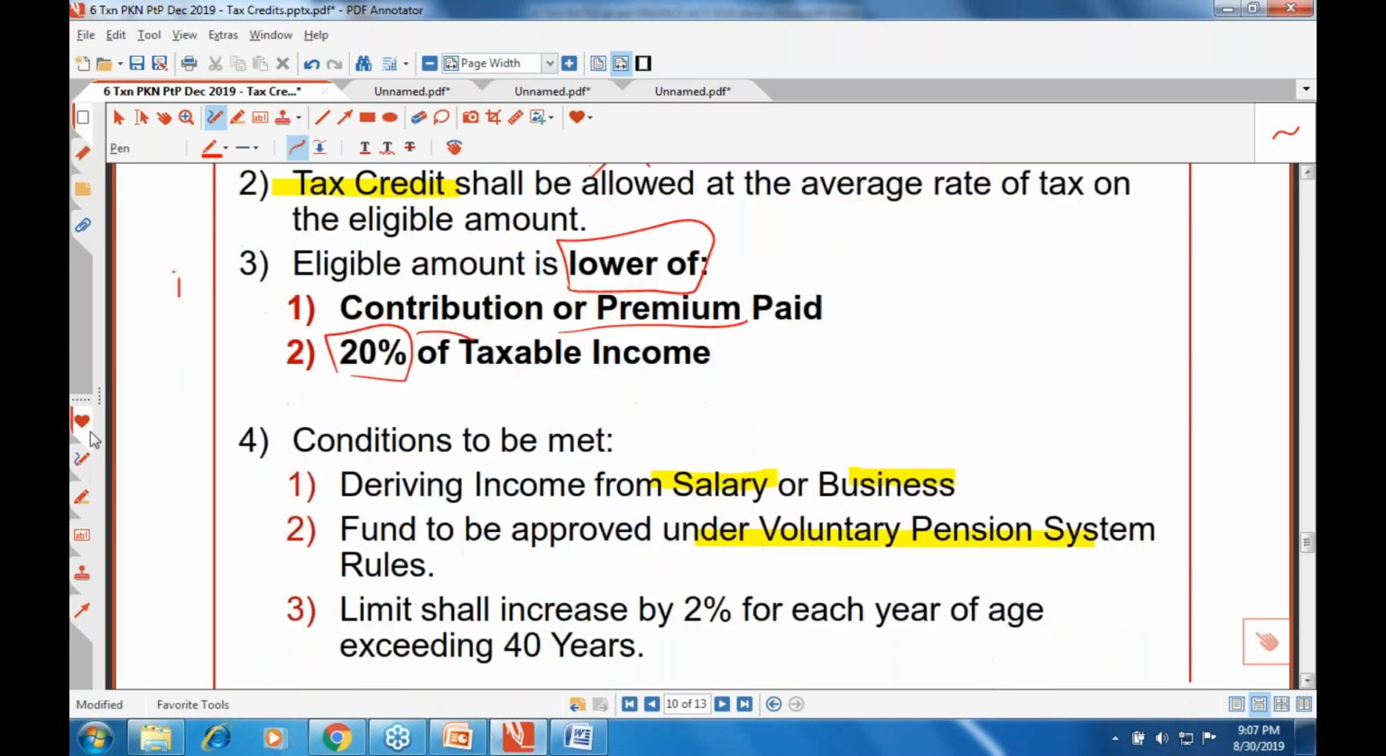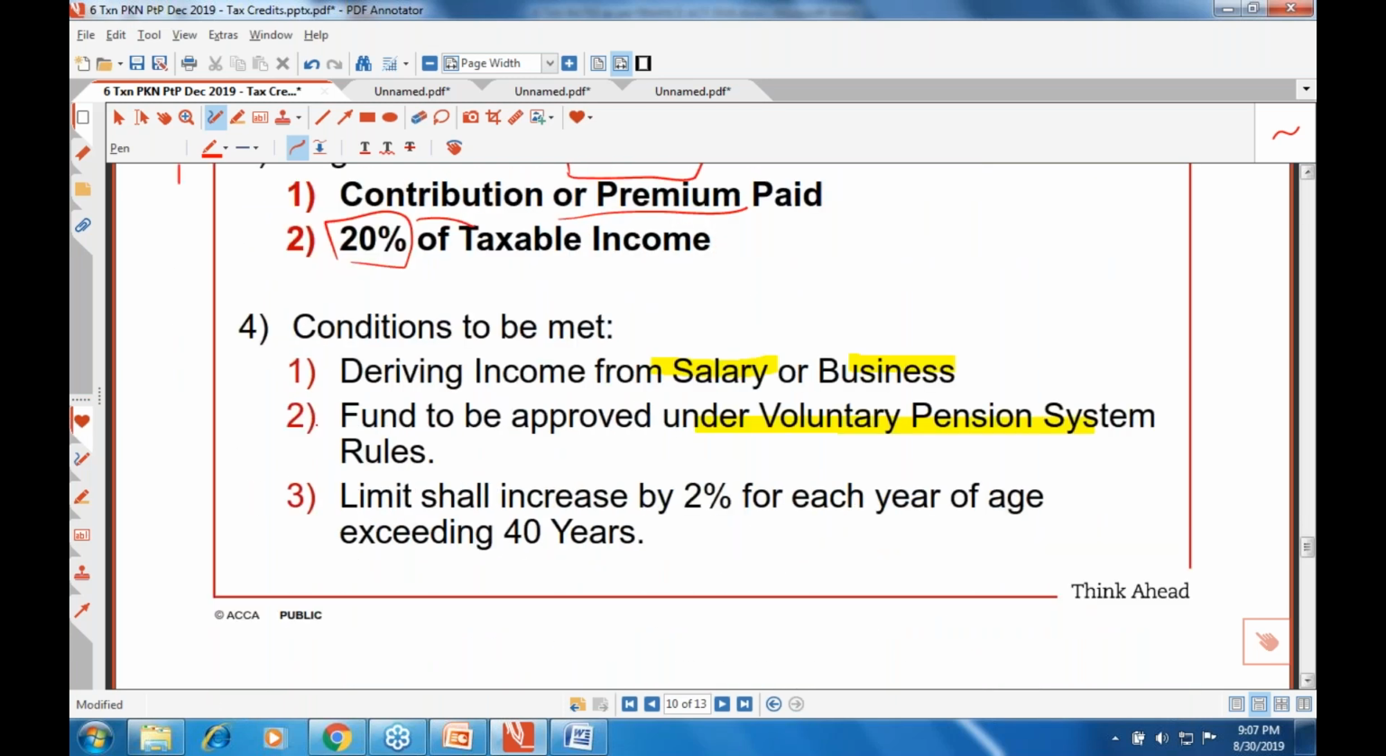Now, there is a concept which needs to be understood when it comes to this voluntary pension scheme. And what exactly is that concept? Let's try to understand. The concept is that this 20% taxable income limit can actually be relaxed, and you can get an additional 2% for each year of age exceeding 40 years.